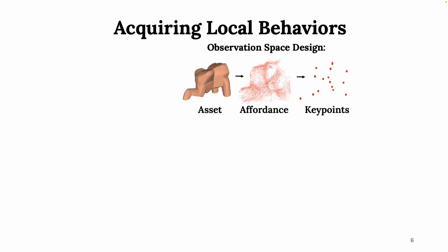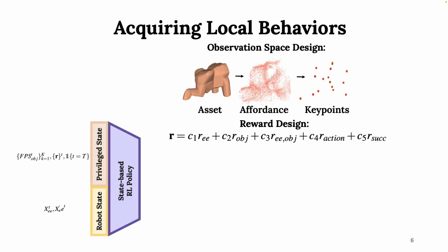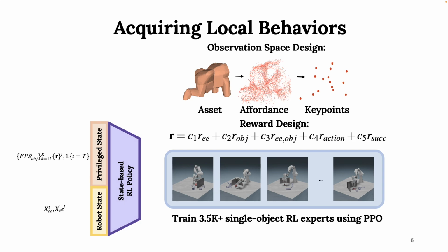So how do we actually acquire local behaviors using RL? Well, for the observations, we found it important to include a significant amount of privileged information in this phase, which we do so by incorporating shape information and components of the reward. For the reward itself, we have a general formulation that looks something like this. Here, REE, RObj, and RSuccess specify the behavior of the skill, while the other 2 rewards constrain the motion of the policy, making it easier to transfer sim to real. Now, putting everything together, we pass the privileged and proprioceptive state information into the policy, and we train these policies using PPO at scale.